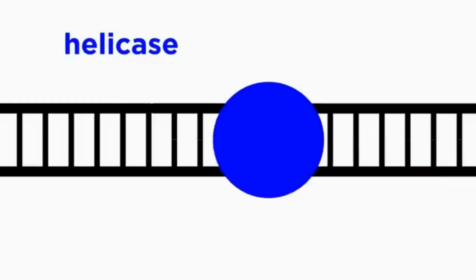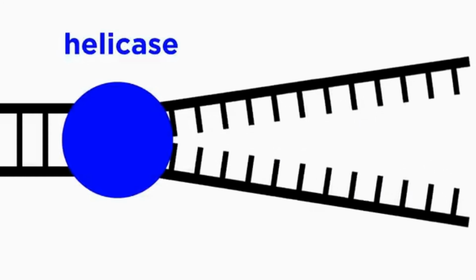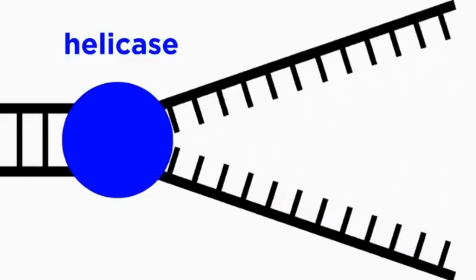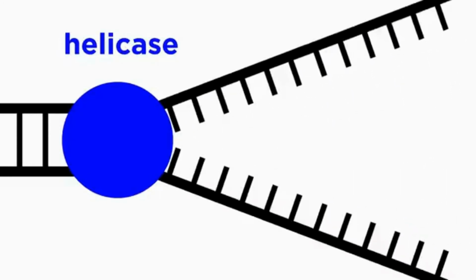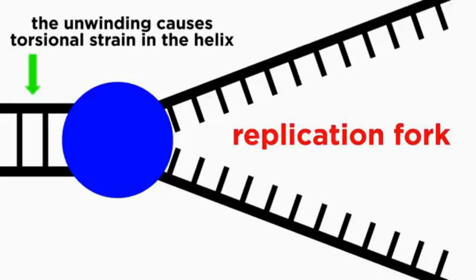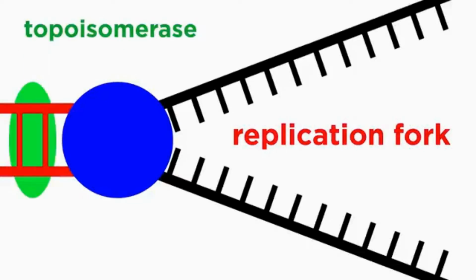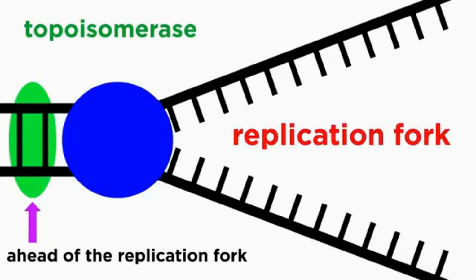Helicase is an enzyme that unwinds the double helix and disrupts the hydrogen bonds between the bases, thus separating DNA into individual strands and creating a replication fork. The unwinding of the helix generates strain further ahead in the chain, so as we go, topoisomerase will break, untwist, and reconnect the DNA, always ahead of the replication fork.